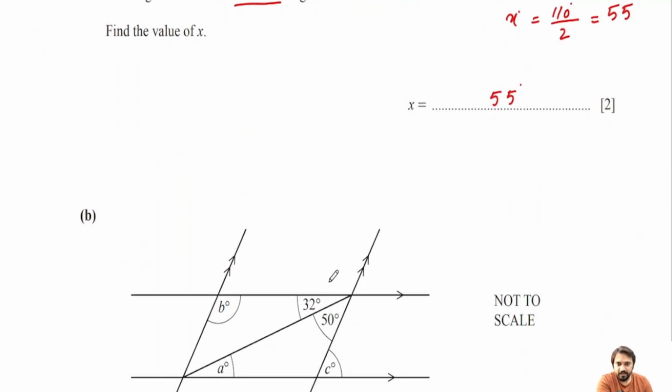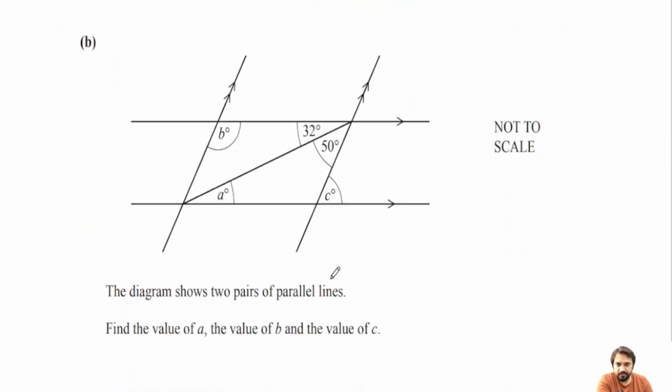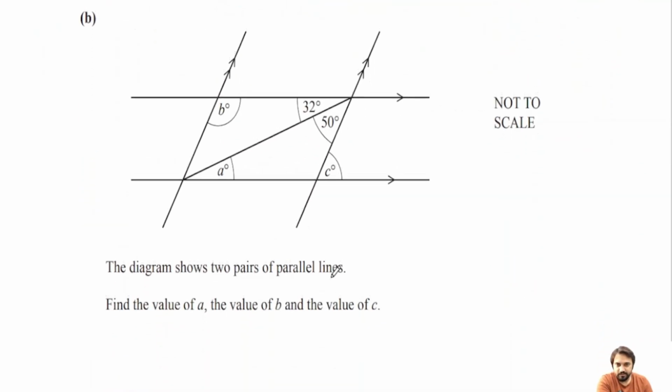Now we have its B part as well. The same question, the part B. The diagram shows two pairs of parallel lines. One pair of parallel lines we can see, and the other pair of parallel lines. These are parallel lines. We need to find the value of A, the value of B, and the value of C. How can we calculate the value of A, B, and C?